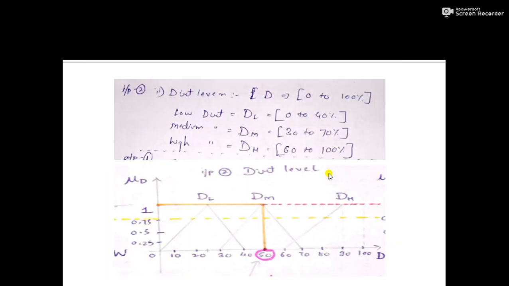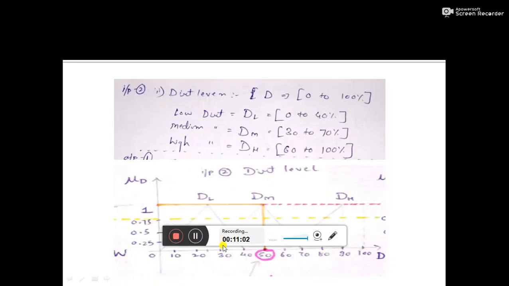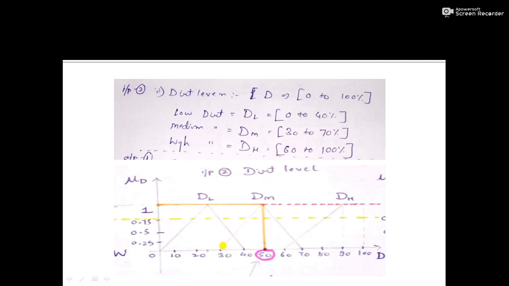Next, the next input we are going to consider is the dirt level. Here, dirt level is categorized in terms of percentage, that is having a range of 0 to 100%. Here also we have considered dirt level in three parts, that is low dirt, medium dirt, and high dirt, that is DL, DM, and DH respectively.